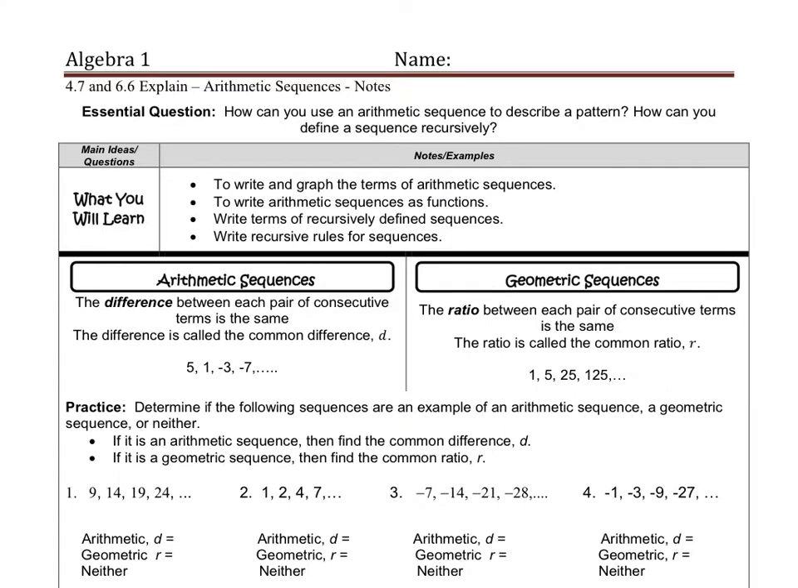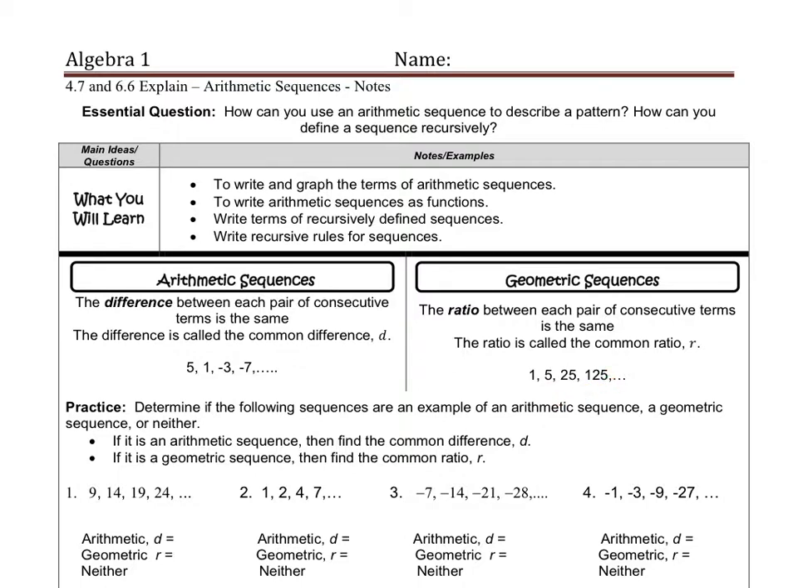So last class we learned about geometric sequences, which modeled exponential functions. Today we're going to learn about arithmetic sequences, which model linear functions. In our geometric sequences we had a common ratio, and our common ratio was the number we multiplied each term by to get to the next one.